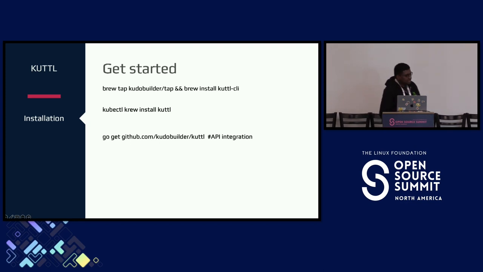And Kuttl is both a CLI tool as well as an API testing tool that can be integrated into your Go code. So if you are a Go developer, you can go get it as a module from github.com/kudobuilder/kuttl. This can be integrated into your API code as well. But my talk is more specific to the CLI way of testing, which can be integrated into any project.